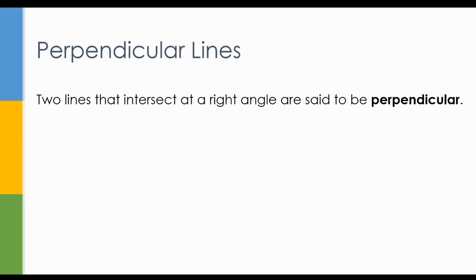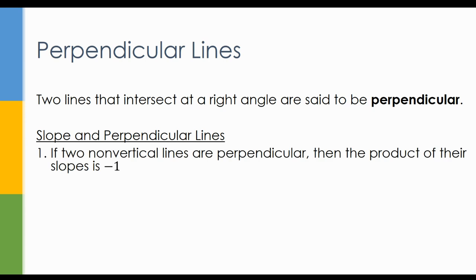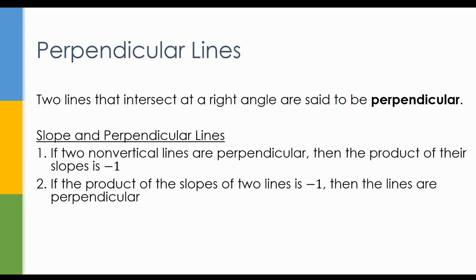All right, let's talk about perpendicular lines. These are two lines that intersect at a right angle. So what's the relationship between slope and perpendicular lines? Well, if two non-vertical lines are perpendicular, then their product of the slopes is -1. So then flip it around. If the product of the slopes of two lines is -1, the lines are perpendicular.